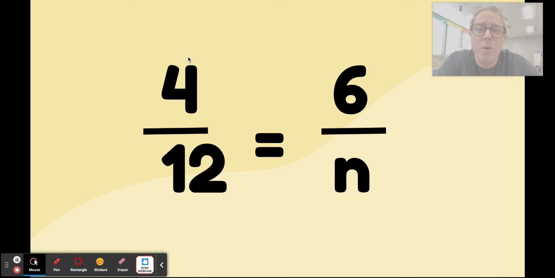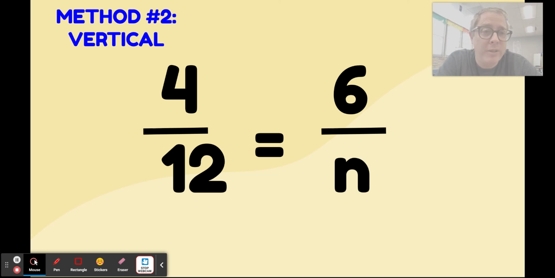Well, look at this one. 4 times what is 6? Well, 1.5. I don't want to deal with fractions or decimals if I don't have to. Well, good news. There's the vertical method you can use. The vertical method, remember, means up and down. So vertical in this case: what number do I multiply 4 by to get 12? 4 times what number is 12?